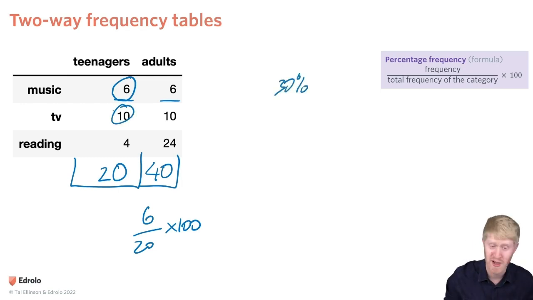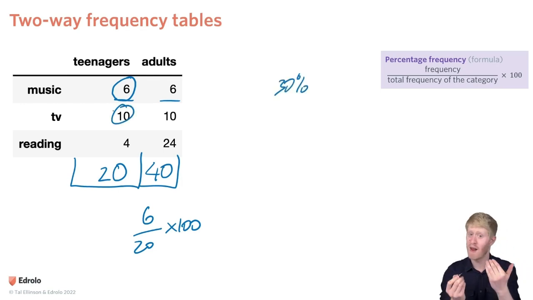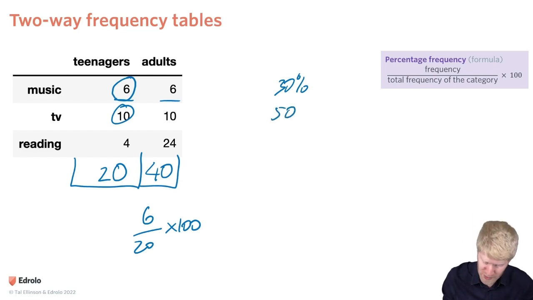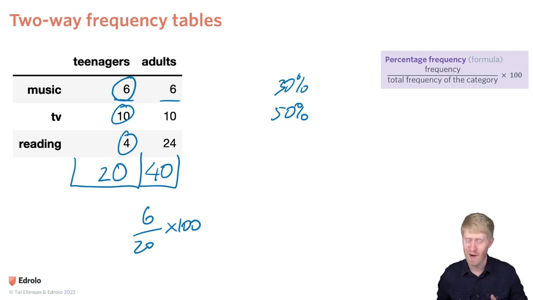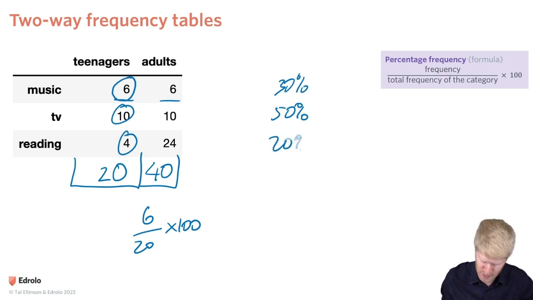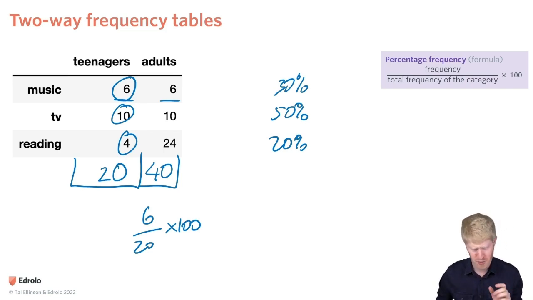For the second one, teenagers who like TV, that's 10 out of 20. We know that's straight away 50%. And for teenagers who like reading, 4 out of 20. 4 out of 20 is 1 over 5. That's 20%.